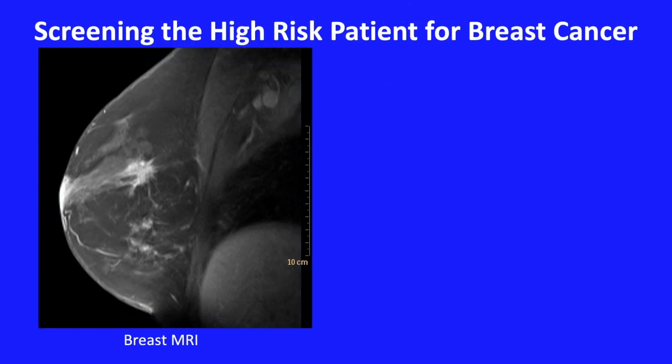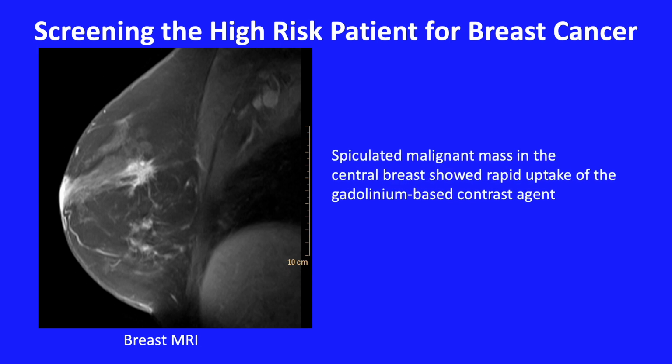In addition to lesion morphology, the kinetics of contrast enhancement in MRI can aid in the diagnosis of breast cancer. Here, for example, we show a spiculated malignant mass in the central breast that demonstrated rapid uptake of the gadolinium-based contrast agent.